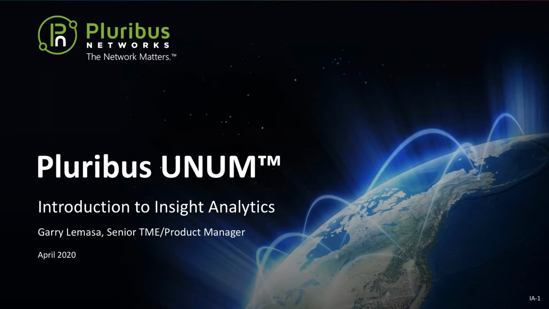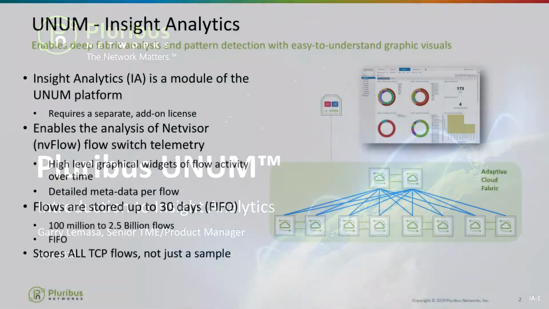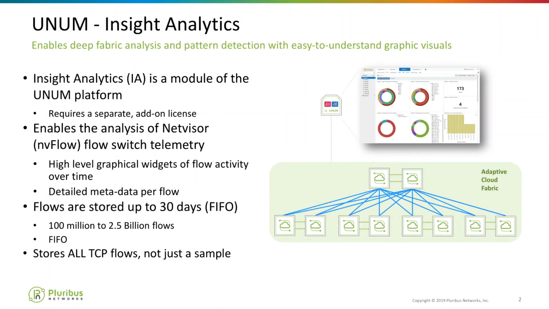In this video, we're going to provide a brief introduction to Inside Analytics. Inside Analytics, or IA, is an optional module for the UNUM platform, and it requires an add-on license. IA enables the analysis of NetVisor flow telemetry within the fabric and displays high-level information through a series of graphical widgets, as well as detailed metadata down to the individual flow.